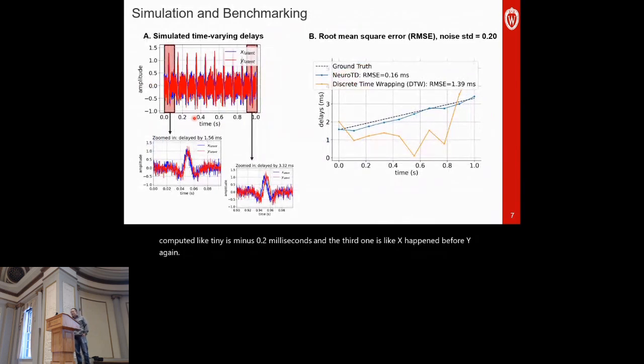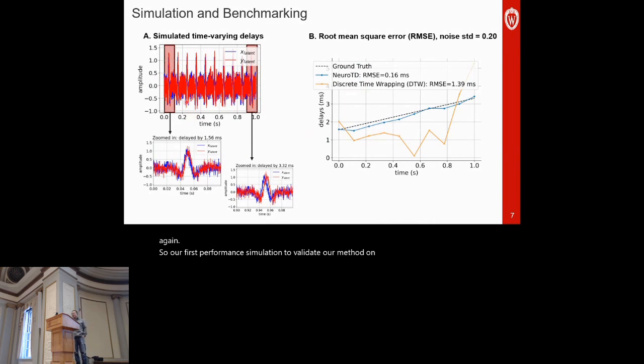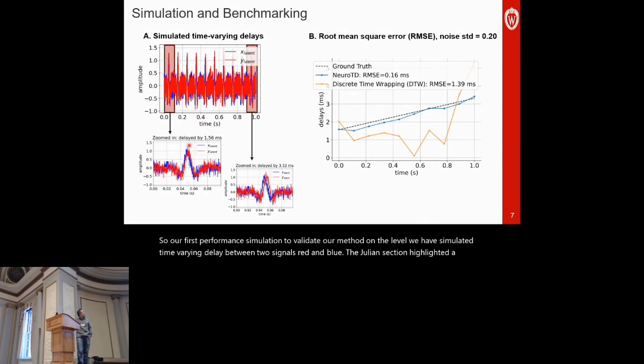So we'll first perform simulation to validate our method. On the left, we have simulated time varying delay between two signals, red and blue. The highlighted section shows a delay of 1.56 milliseconds in the beginning, and it slowly increased to 3.32 milliseconds in the end. On the right, we compare our method, NeuroTD, with a classical dynamic time warping.